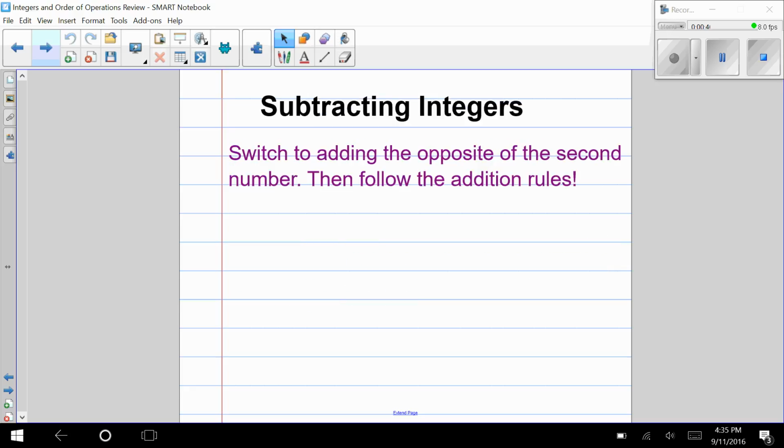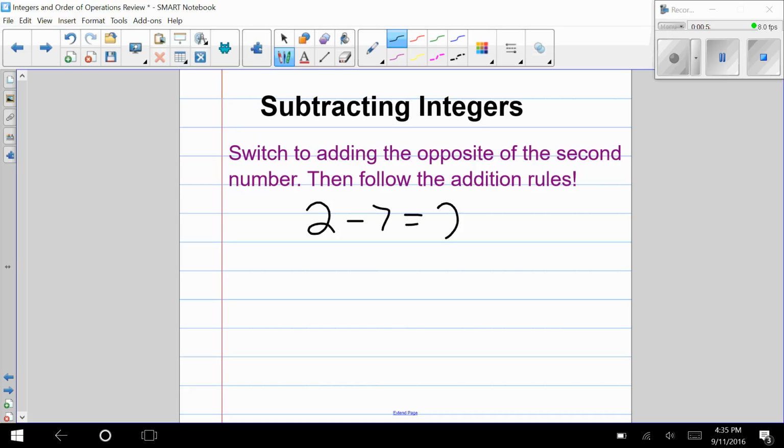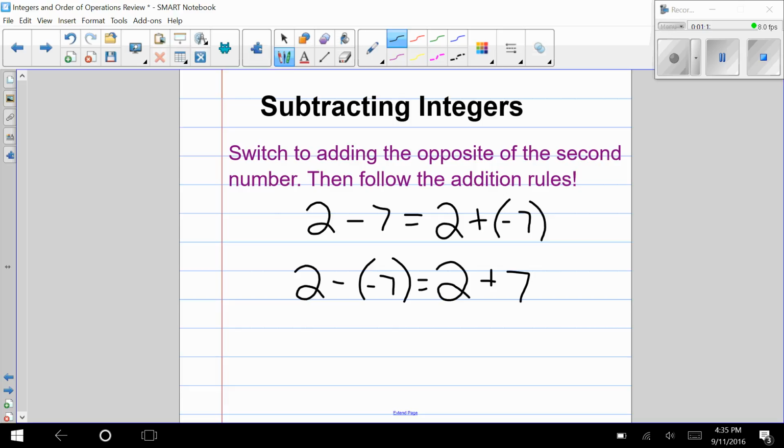When you are subtracting integers, switch to adding the opposite of the second number and then follow the addition rules. What that means, if you have 2 minus 7, is you're going to leave the 2 the same, change the minus to a plus, and change that 7 to a negative 7. Or if you had 2 minus negative 7, the 2 again is going to stay the same. The minus becomes a plus, negative 7 becomes its opposite, which is positive 7. Then you're just going to follow the addition rules.